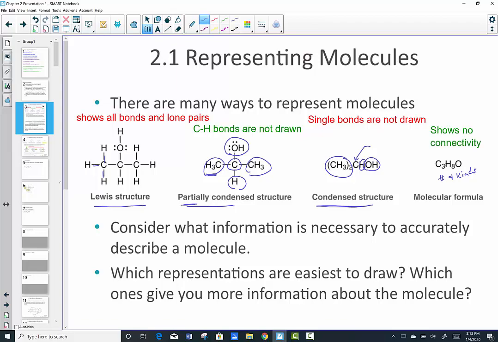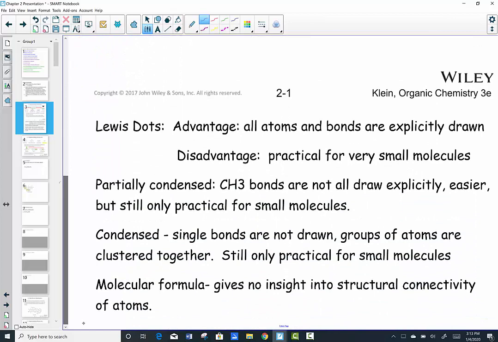Just to highlight what we said, here are some advantages and disadvantages. For the Lewis dot structure, the advantage is clearly I can see every single bond, every single atom, every single lone pair explicitly drawn out. But the disadvantage is they're really only practical for very small molecules. I certainly wouldn't want to write large organic molecules, which they can be, and show every single bond with every single lone pair and so forth.